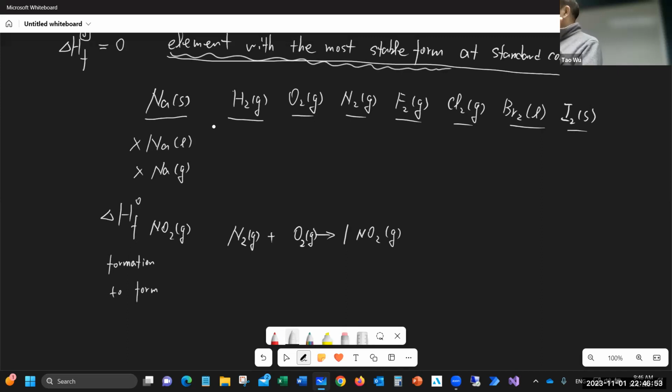Then you're almost done. You have the 2 reactants, then you just need to balance this equation. But you need to make sure you have just 1 mole of NO2, which means you're going to have 1/2 as the coefficient for the nitrogen and just 1 as the coefficient for the oxygen. Then this equation is the equation associated with the enthalpy of formation of NO2 gas. That's it.